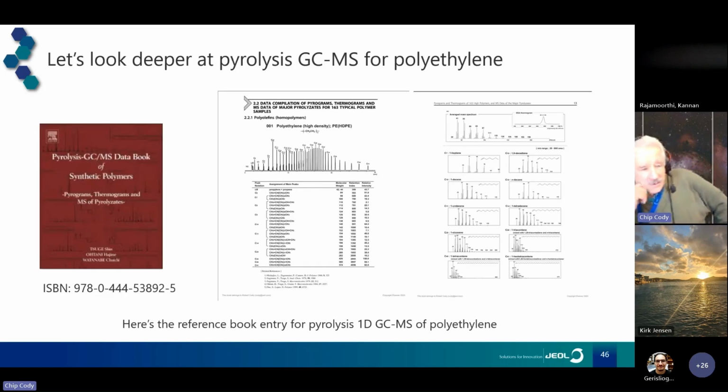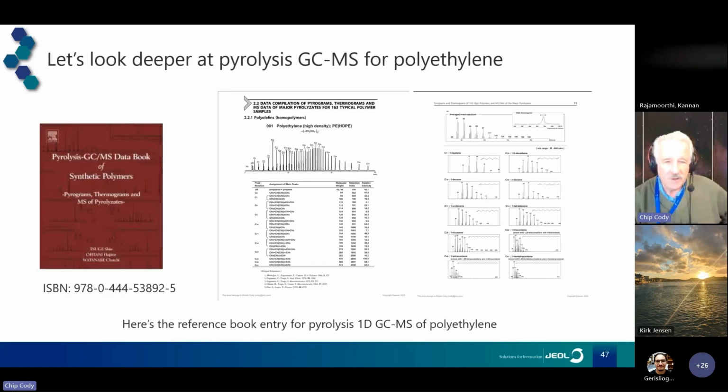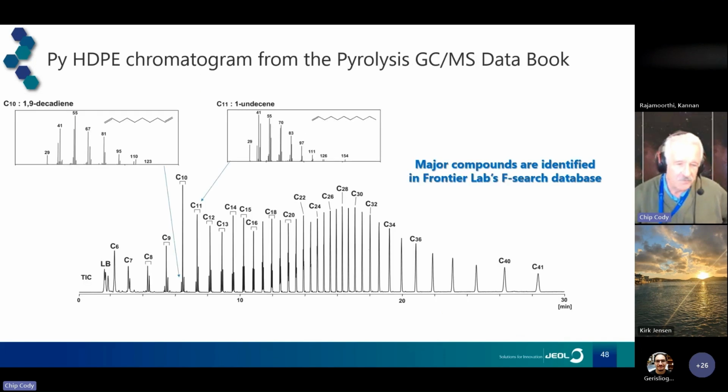If you look at the pyrolysis data book, that's really the basis for the Frontier Lab database. This is the entry for polyethylene. And those of you who work with pyrolysis, of course, this is really familiar. It's going to look just like what we see here. But the chromatogram itself is pretty simple.